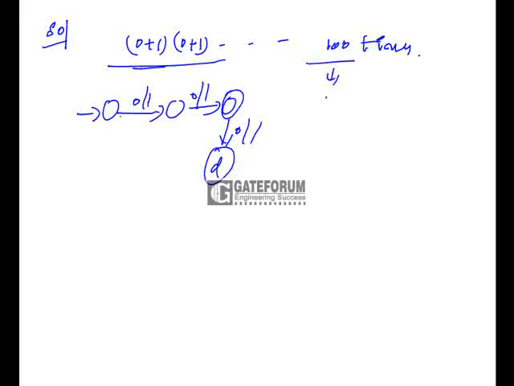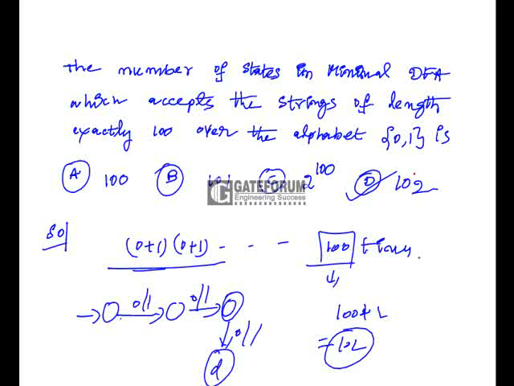For length exactly 100 it will become 100 plus 2, total 102 states, because we have to introduce a dead state. Normally without dead state n plus 1 states are required if it is length n, but including dead state it will become n plus 2. For length 100 it will be 100 plus 2, 102. So option D is the right option.